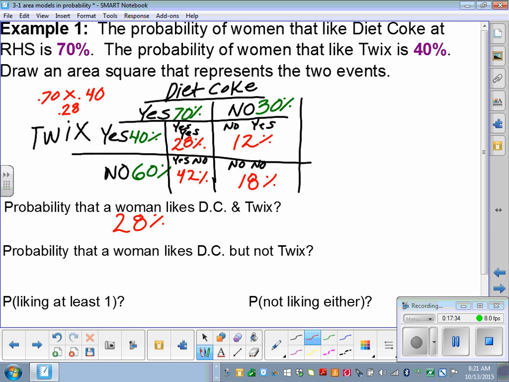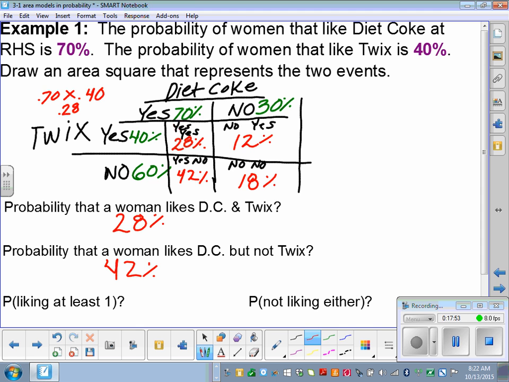All right. Any questions on how we got that? Now, what's the probability that women like Diet Coke but not Twix? So yes, they like Diet Coke. They do not like Twix. That's a 42%. Very good. Okay, do you have questions on why I chose 42 for that one?